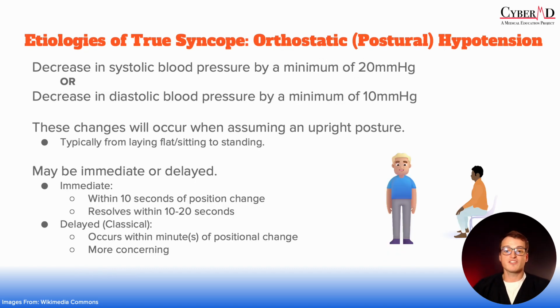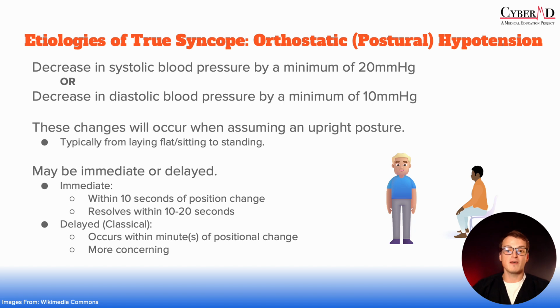All right, next we'll discuss orthostatic syncope. Orthostatic syncope is defined as a significant decrease in blood pressure when a person typically assumes an upright position, but we generally discuss this in the setting of any positional change, typically from lying or sitting down to standing up. The criteria for diagnosing orthostatic hypotension include a decrease in the systolic blood pressure by a minimum of 20 millimeters of mercury, or a decrease in the diastolic blood pressure by a minimum of 10 millimeters of mercury with those positional changes.